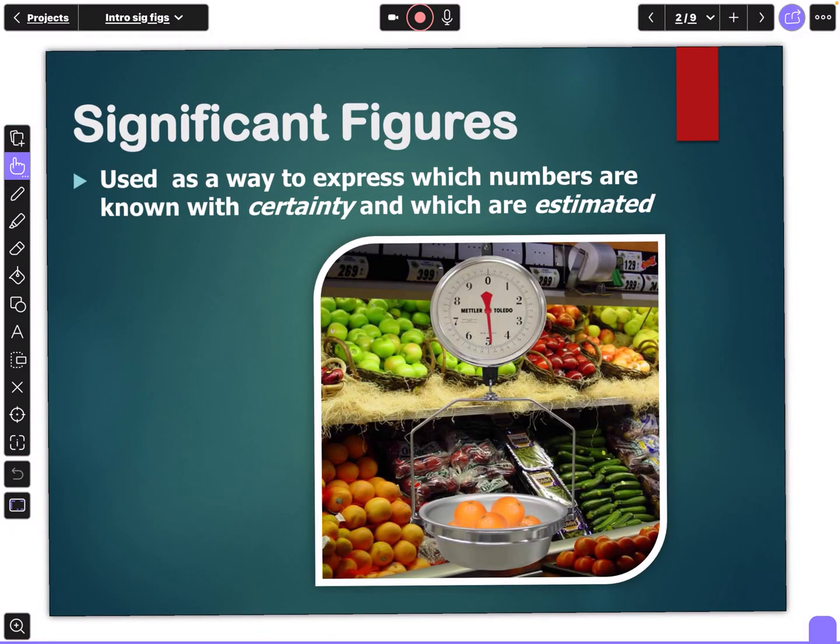Now, significant figures are used as a way to express which numbers are known with certainty and which are estimated. For example, when you measure something with a ruler, you can always measure it to the tenths place, and if you're measuring something that's in between 4.1 and 4.2 inches, there's an estimated digit. If it falls in between, it could be 4.15. That last digit will be an estimated digit. Whatever we use to measure things is limited, and that's what it has to do with significant figures in a measurement.